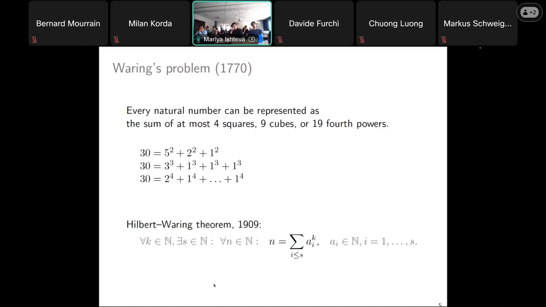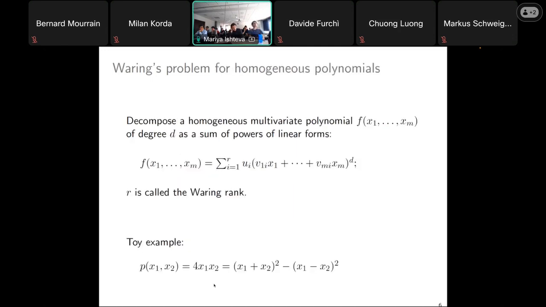But of course, people don't stay still. They say, okay, this one is solved, and we introduce new problems. And this is how we come to the Waring problem for homogeneous polynomials that we have seen today and yesterday, maybe under a different name. So what is the story here? Instead of numbers, we'll now decompose functions or polynomials. So we start with a multivariate homogeneous polynomial of a certain degree, and we want to represent it as a sum of powers.